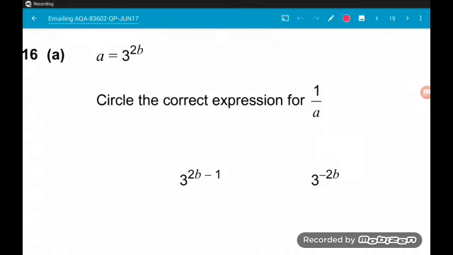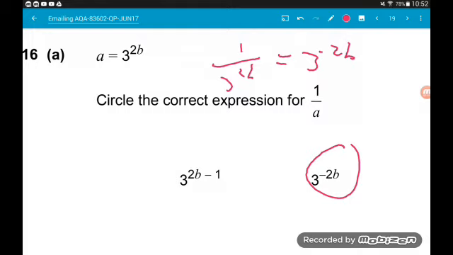Question 16, so this is going to be the final question for part 2. We'll finish off in part 3. So, nice little one. We've got a is equal to 3 to the power of minus 2b. We want to circle the expression for 1 over a. So 1 over a is going to be 1 over 3 to the 2b, which in indices speak is 3 to the minus 2b. So there's our answer.